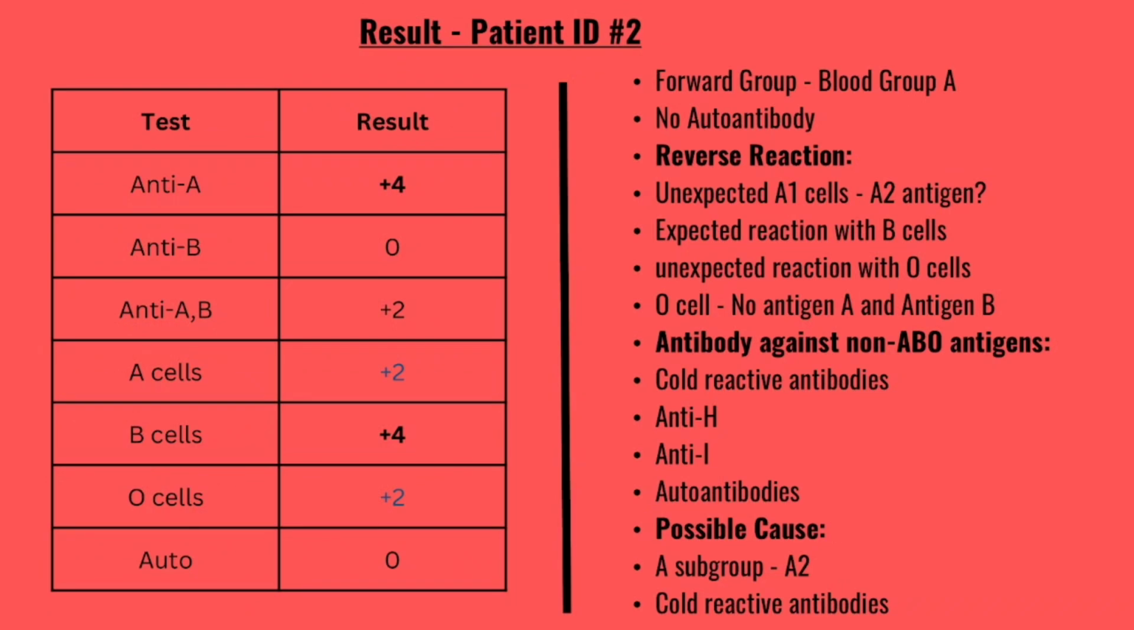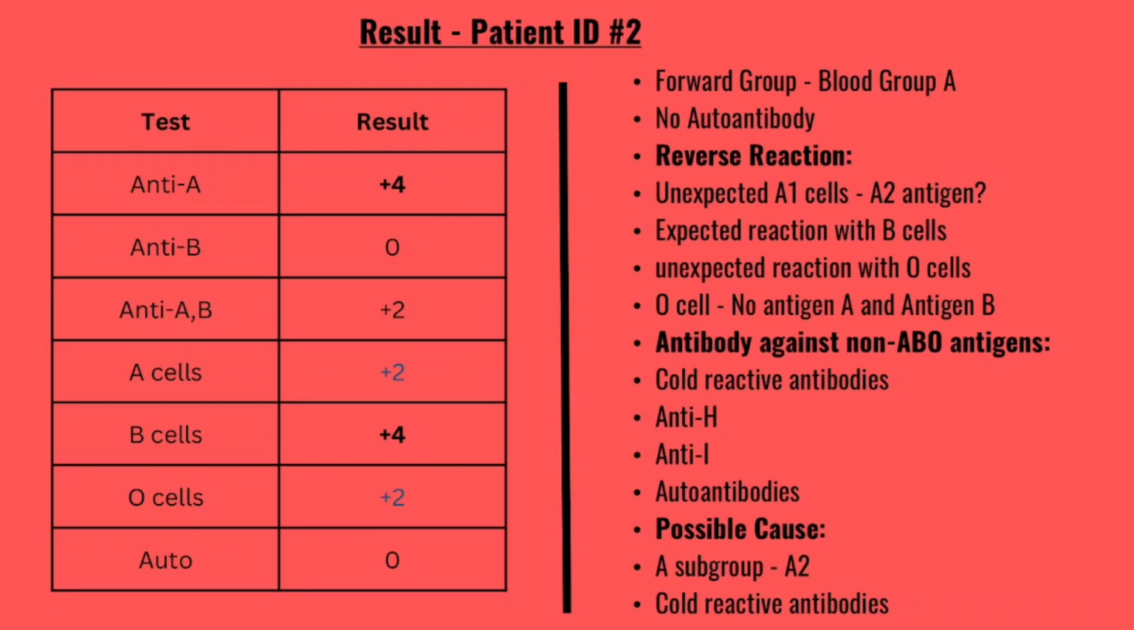Now, I had put my explanation here just as a recap, just to make things easy for us. So we're going to look at the possible causes. Number one, I want us to look at this from what I'd already explained. You will see that the forward group confirmed that this patient is blood group A. And obviously, there is no autoantibody. So because there's no autoantibody, we now know that all the reactions we are seeing in unexpected wells are not due to autoantibody.